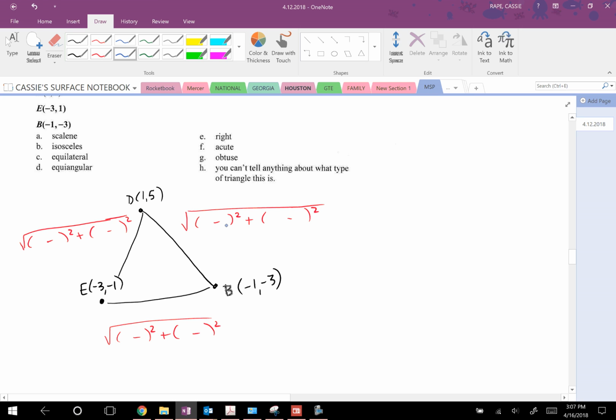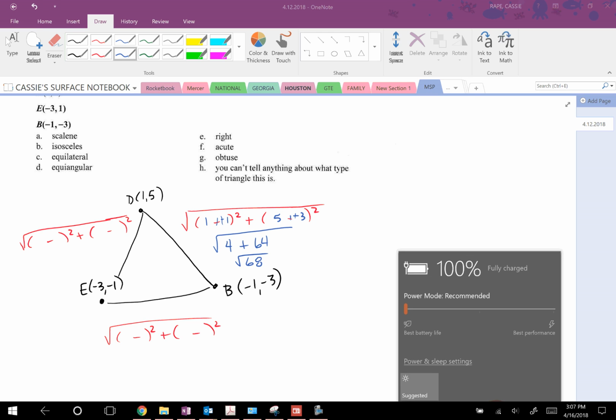So the x's from D to B are 1, -1. The y's are 5, -3. So that becomes 2 quantity squared, which is 4, plus 5 plus 3 is 8 quantity squared, which is 64. So this becomes the square root of 68.